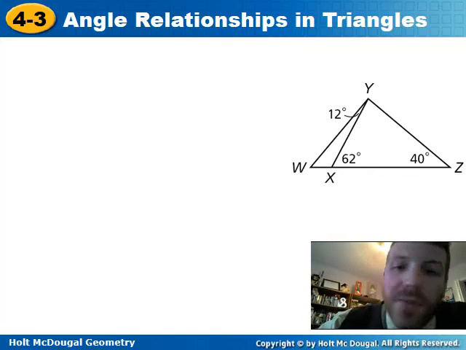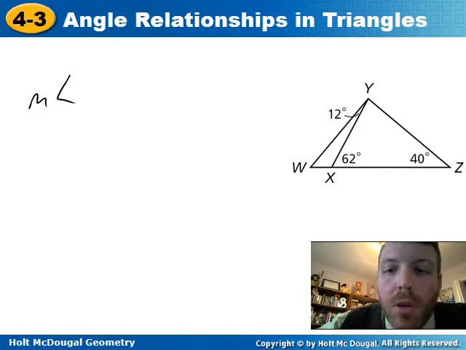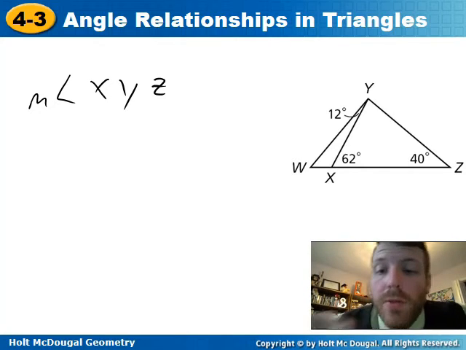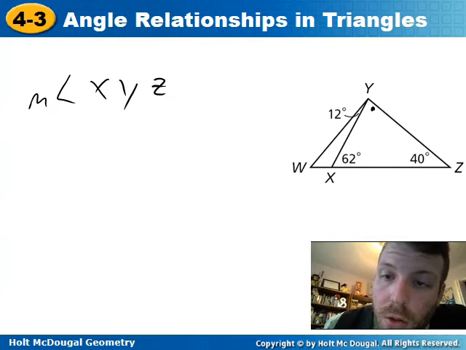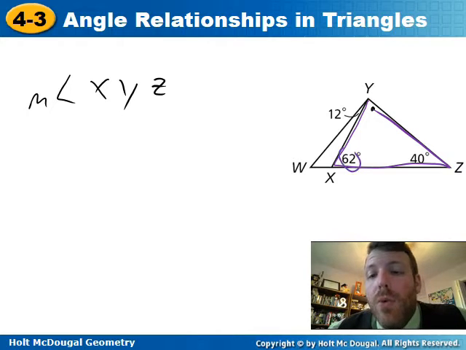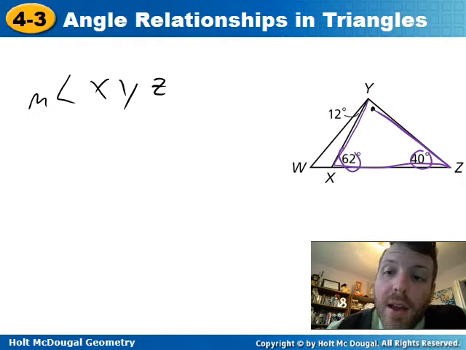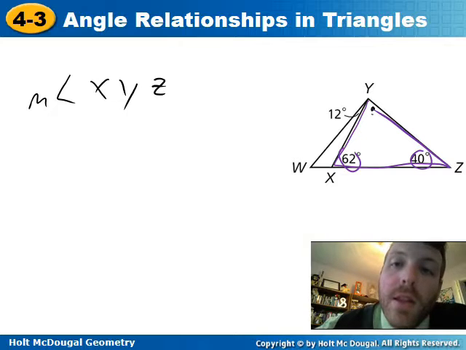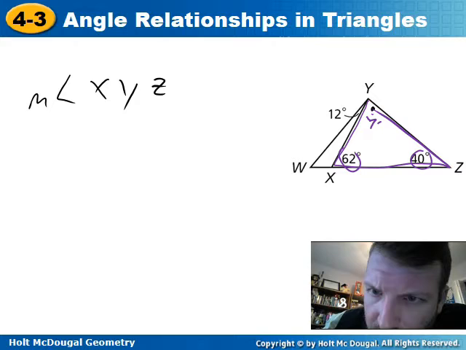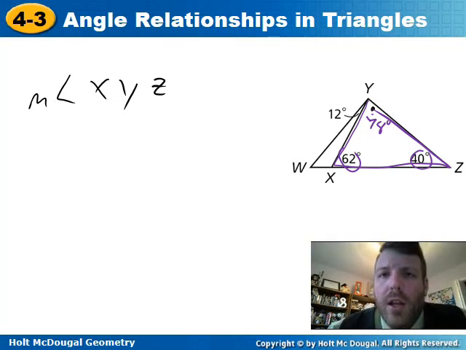So let's find the angle measurement. Let's find the measurement of angle W, or let's do X, Y, Z first. If I want to find the measurement of this angle right here, X, Y, Z, I have this triangle right here. What I'm going to do is add 62 and 40 together. I'm going to subtract that from 180, and that should give me the degree of that angle. This one then would be 78 degrees because all of those add up to equal 180.